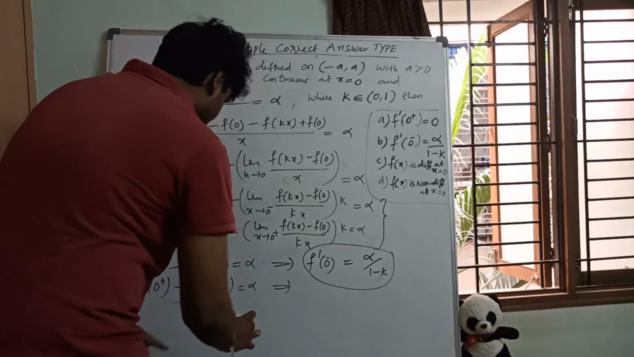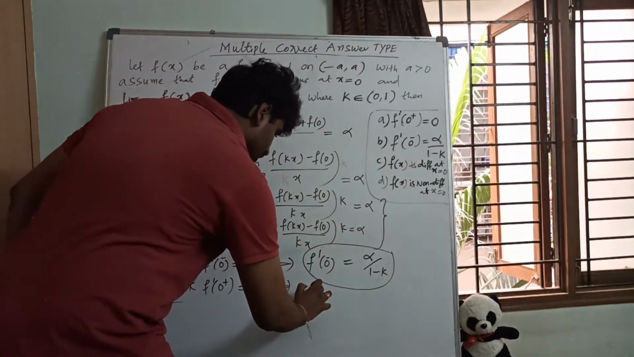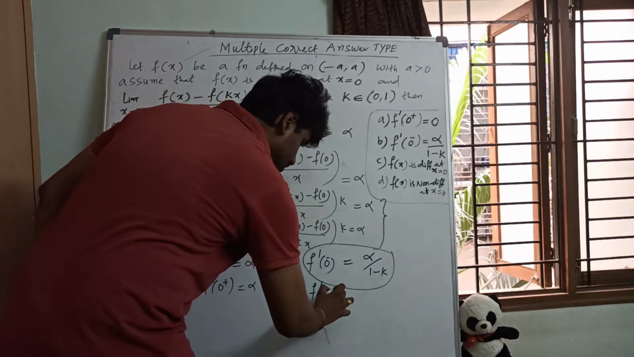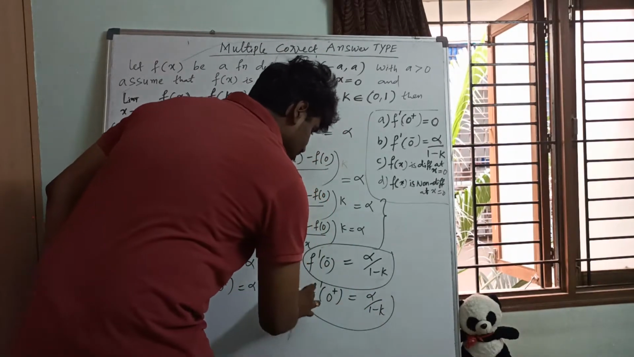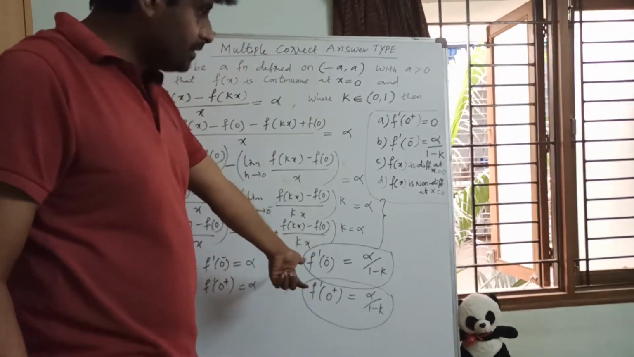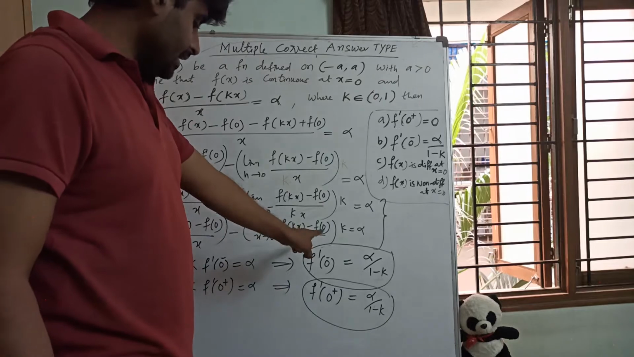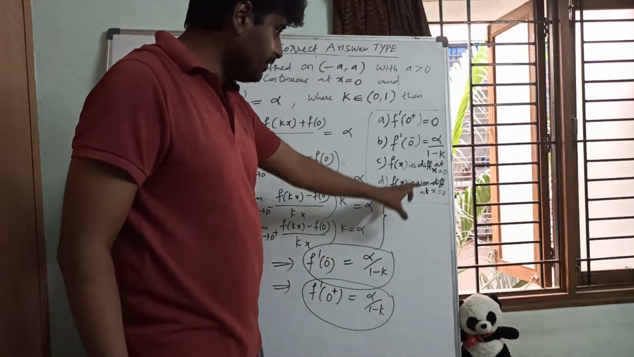So from this also, if I take f dash of 0 plus common, then 1 minus k, same answer for f dash of 0 plus also, alpha by 1 minus k. That means both are equal. Whenever LHD equals RHD, that is differentiable or not? Yes, it is differentiable, and f dash of 0 minus is alpha by 1 minus k.